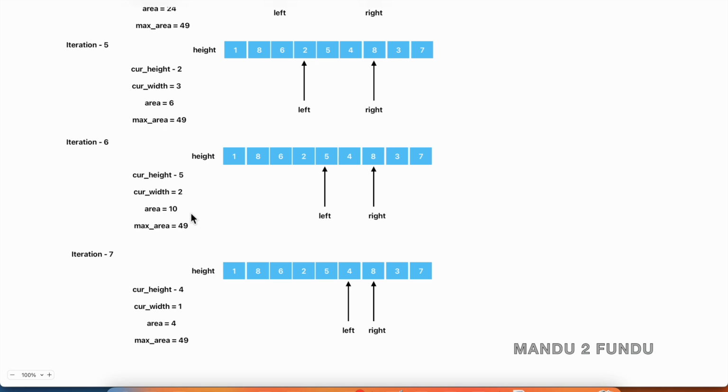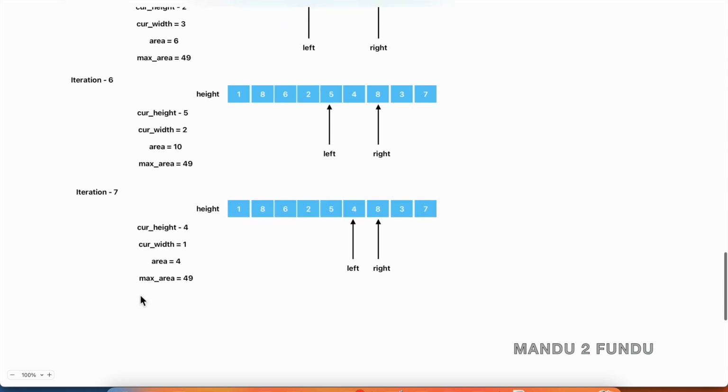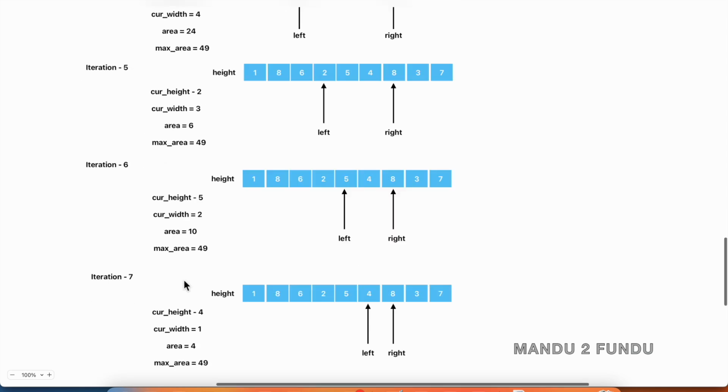And now we are comparing the heights 5 and 8. So 5 is less, so I advance the left pointer. Now it is pointing to 4. So the current height will be the minimum of 4 and 8, which is 4, and the width is 1. So the current area is 4, which is less than the max area computed so far. So we are not updating it. In the next iteration, both the left and right pointers meet, so we break out of the loop and we return the max area 49.